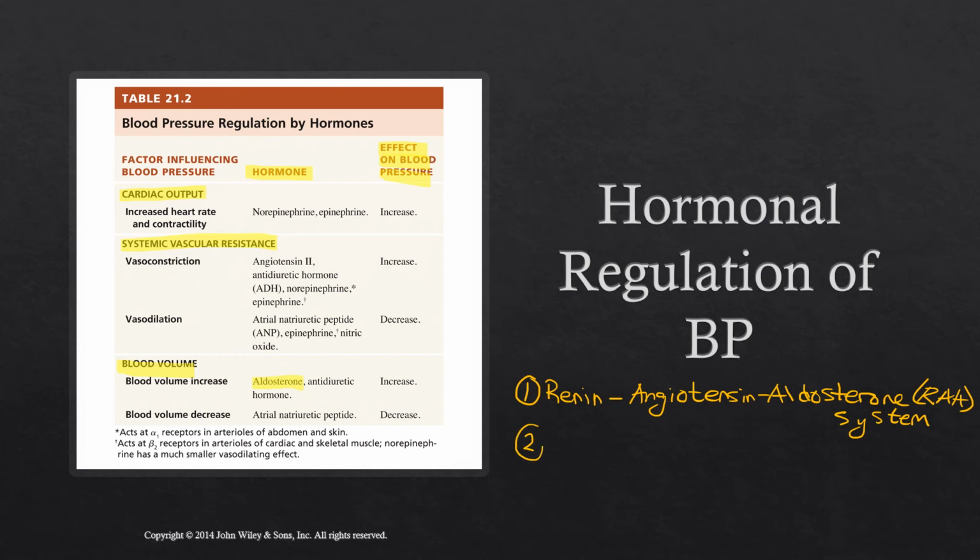Next is going to be epinephrine and norepinephrine. Now, in response to sympathetic stimulation, the adrenal medulla is going to release these hormones that are going to increase cardiac output by increasing the rate and the force of heart contractions.